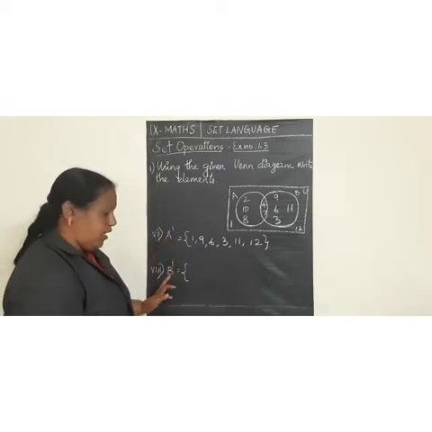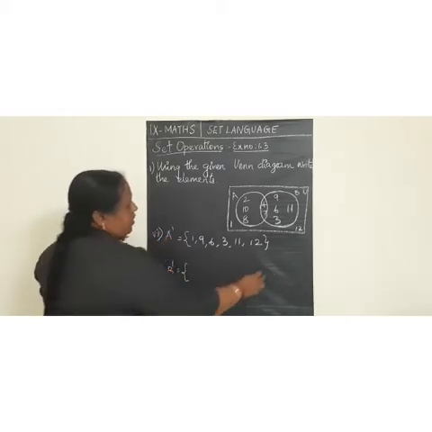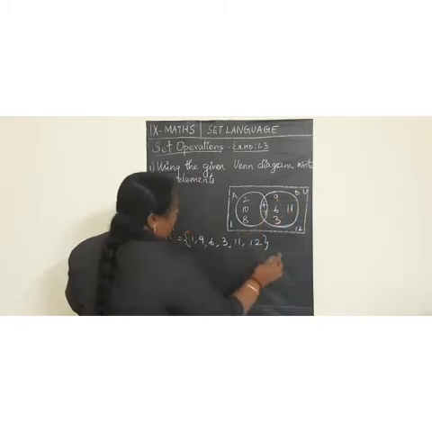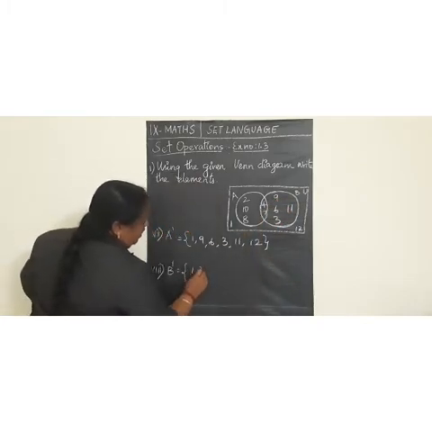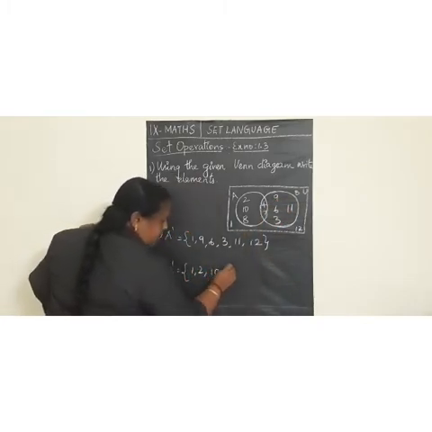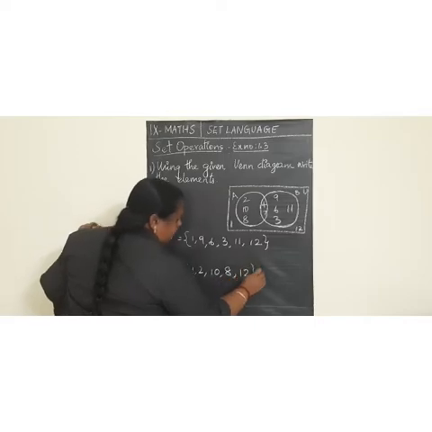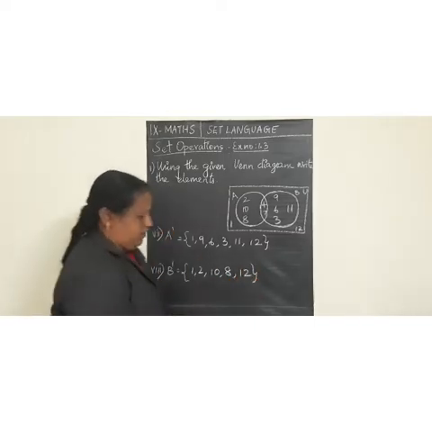Next we have to find B dash. For B dash, we have to leave out B and then write the remaining elements. So 1, 2, 10, 8, 12. This is B dash.